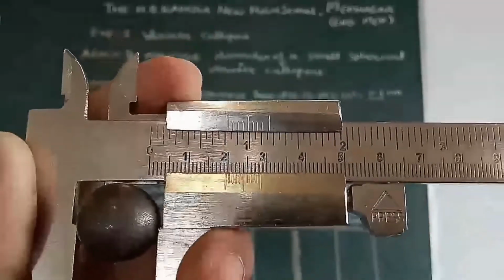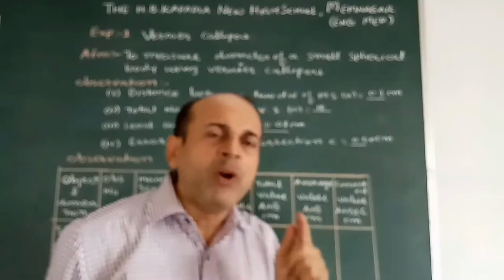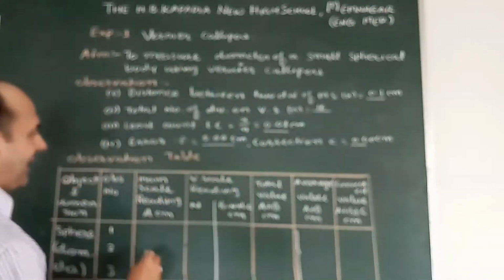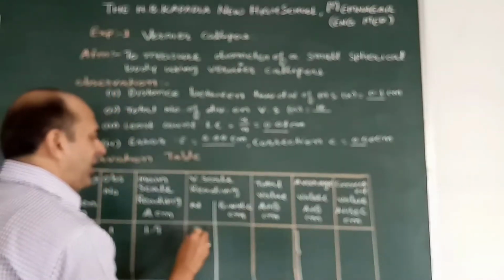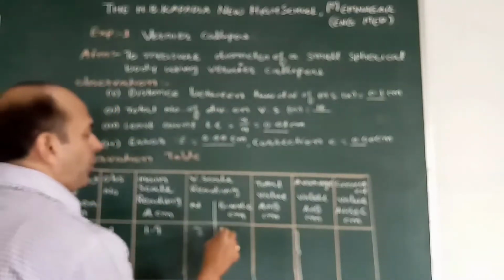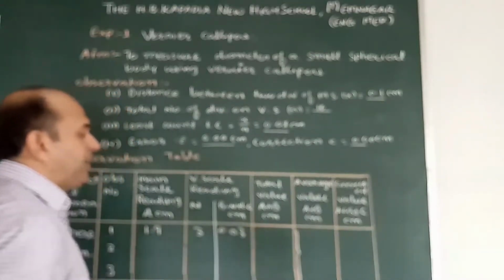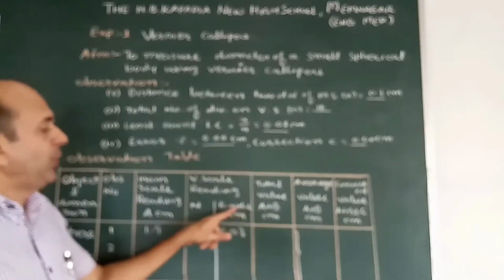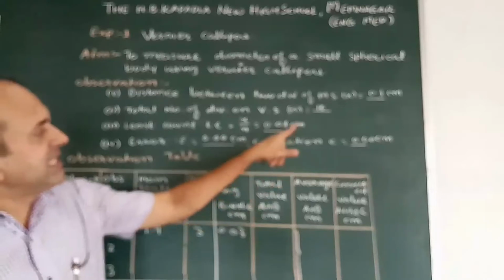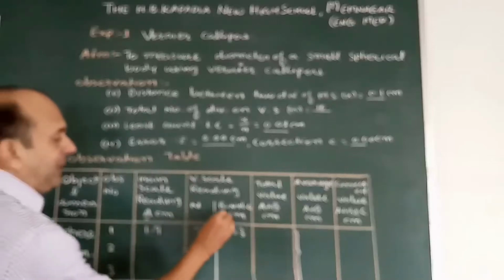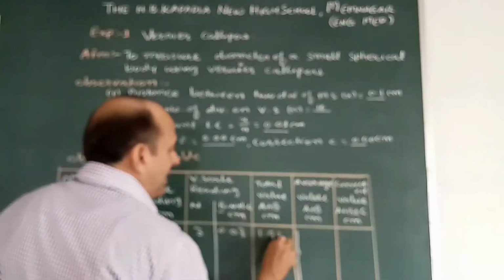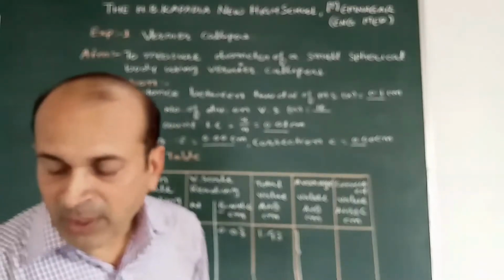So let me note this down in the observation table. First, we note down the main scale reading. The vernier 0 was lying between 1.9 and 2.0, so I write here 1.9, and the matching division was 3, so I write 3. Its value is 0.03 centimeter. B is equal to n into LC, where n is the third division and LC is 0.01 centimeter, so it is 0.03. Now the sum of A and B, that is 1.93, is the diameter of the sphere.